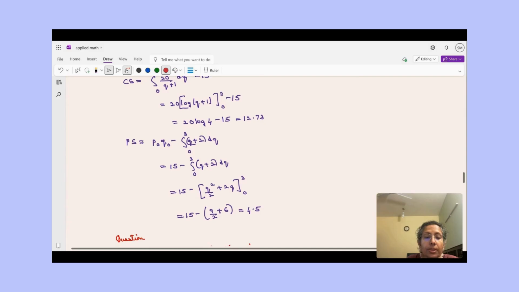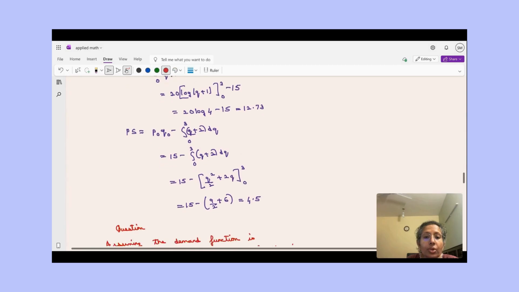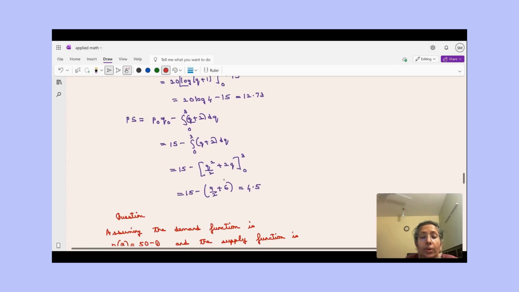The producer surplus is given by p naught q naught minus integral 0 to 3 of S(q) dq. S(q) is q plus 2. So that will give you 15 minus (q squared by 2 plus 2q) within the limit 0 to 3. Substituting, you get the answer as 4.5.